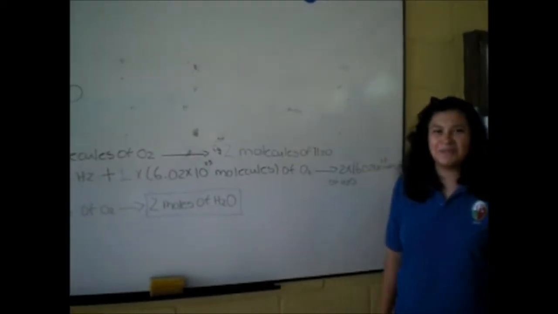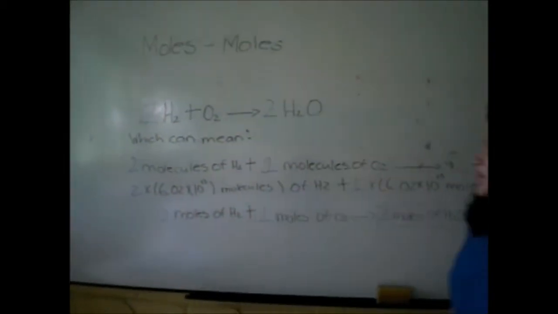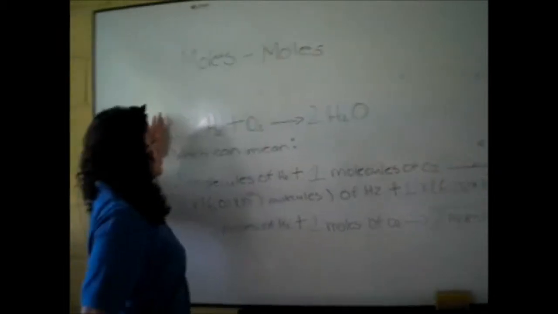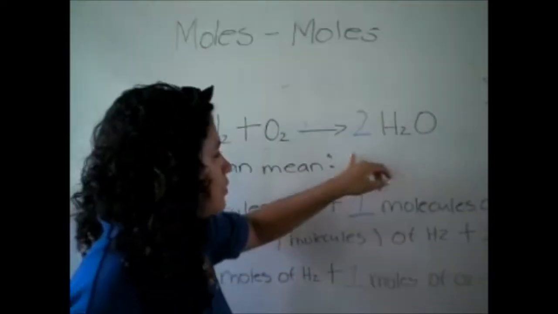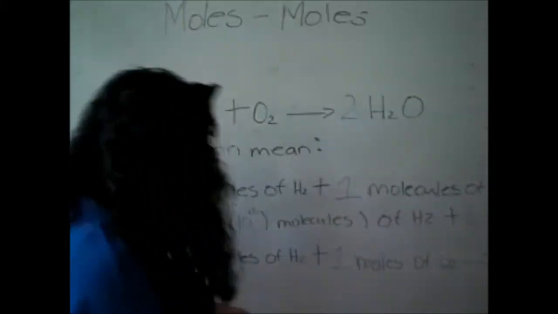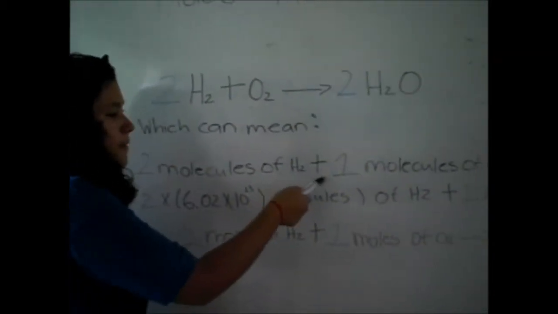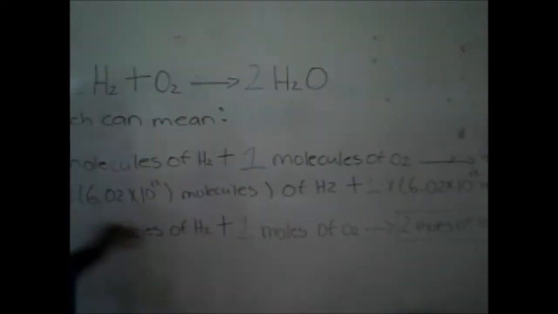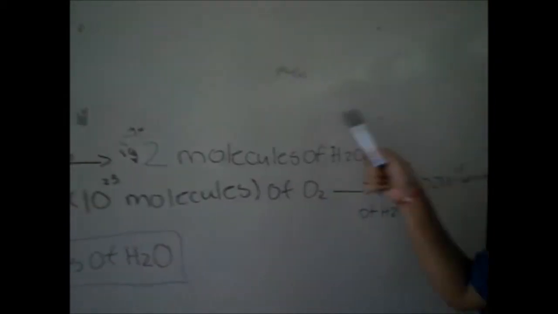Good morning, my name is Madelin. Today I'm going to explain to you guys about moles to moles. Okay, so here we have the formula. 2H2 plus O2 equals 2H2O. So, which can mean 2 molecules of H2 plus 1 molecule of O2. We compare both of these and it gives us 2 molecules of H2O, of water.